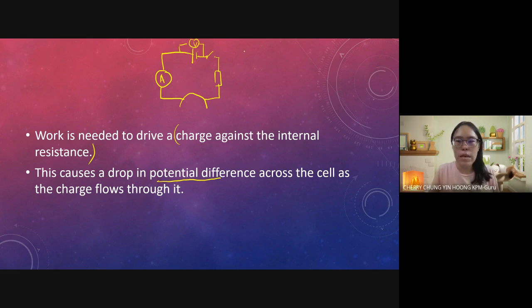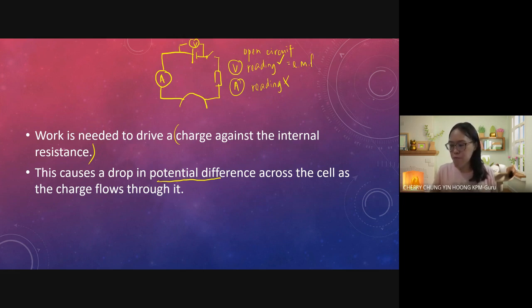So when it is an open circuit, your voltmeter has a reading. Does your ammeter have a reading? No, there is no reading. Okay, and your reading here is the EMF. Then when the switch is closed, which means that it's in a closed circuit.